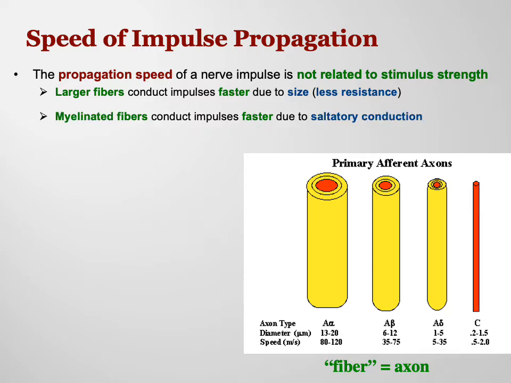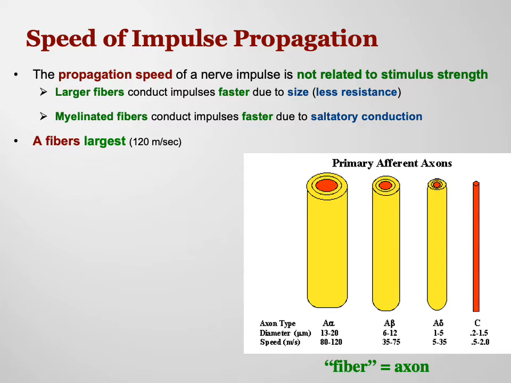Also, myelinated fibers conduct impulses faster due to what's called saltatory conduction, and we'll look at that coming up. So these are the two things that determine then the speed of the action potential. Number one, the diameter of the axon. Number two, whether or not it's myelinated. Myelinated are faster, non-myelinated are slower.